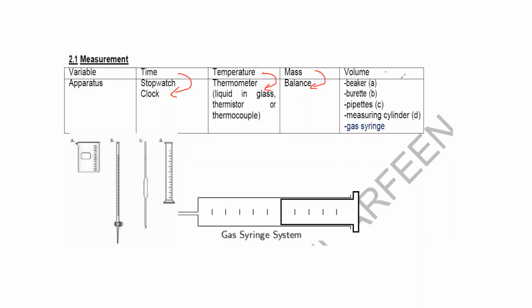And if you want to measure the volume, we can have different apparatus. We can use a beaker, we can use a burette, we can use a pipette, we can use a measuring cylinder, or we can use a gas syringe.